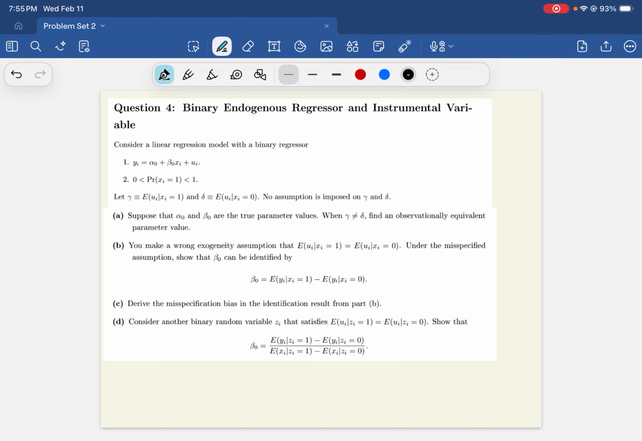In this question, we are going to think about a binary regressor, and also the instrument is binary. So we have a simple linear model, but x is binary, so it's just whether x equals 1 or 0. And we do not impose the exogeneity assumption here. Instead, when x equals 1, the average of u is gamma, and when x equals 0, the average is delta. So the unobserved u can be different when x is different.